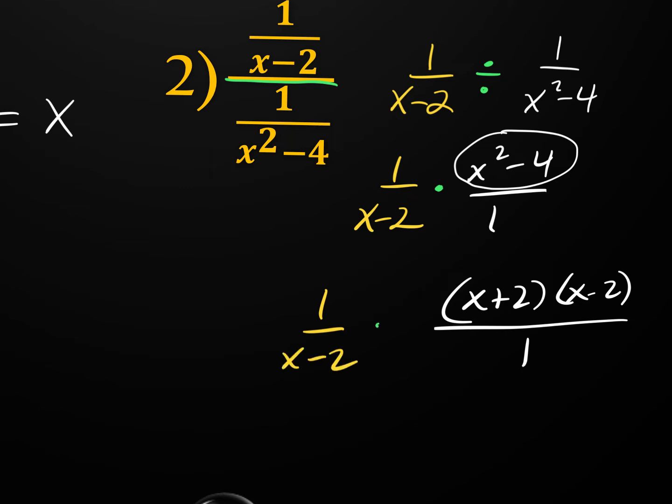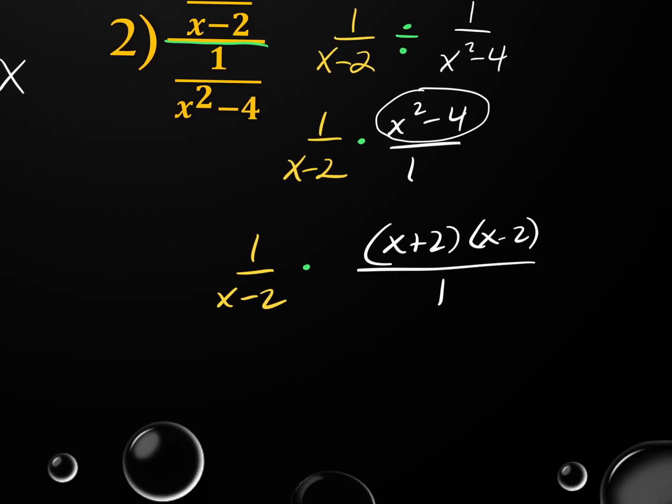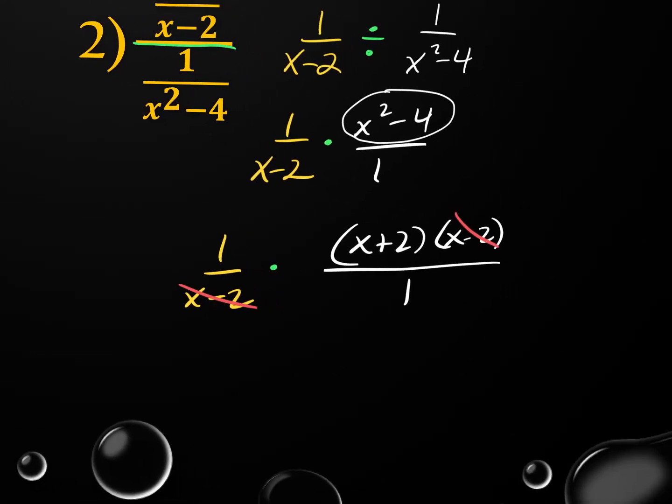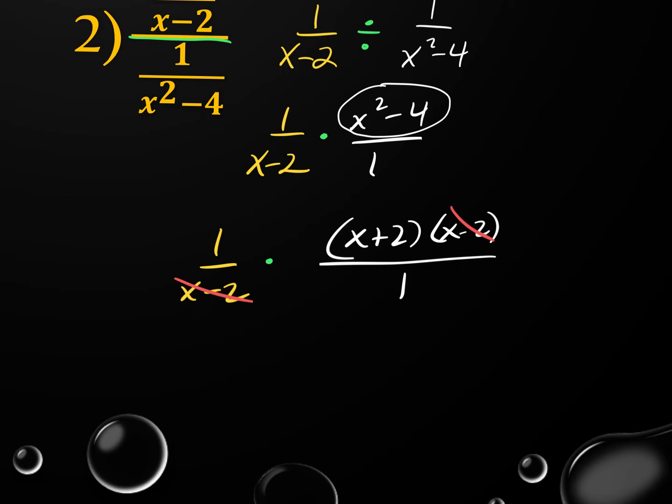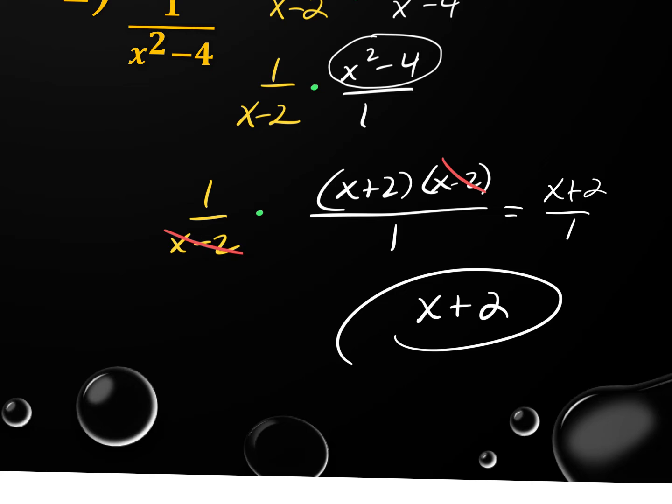And then multiply. This will cancel the x minus 2's. And then you're left with x plus 2 over 1. Anytime you have a 1 in the denominator, it's just x plus 2. Here the final answer is just x plus 2, because anything divided by 1 is itself.